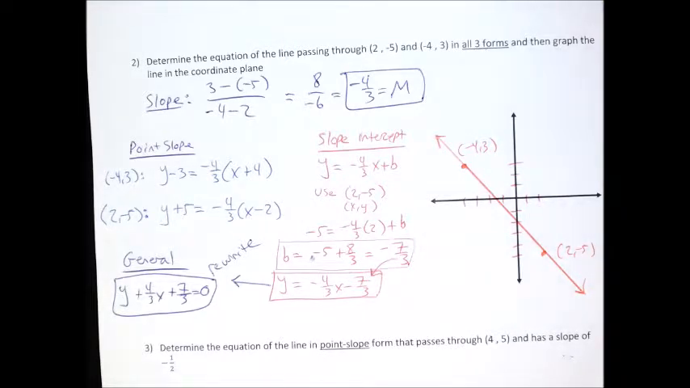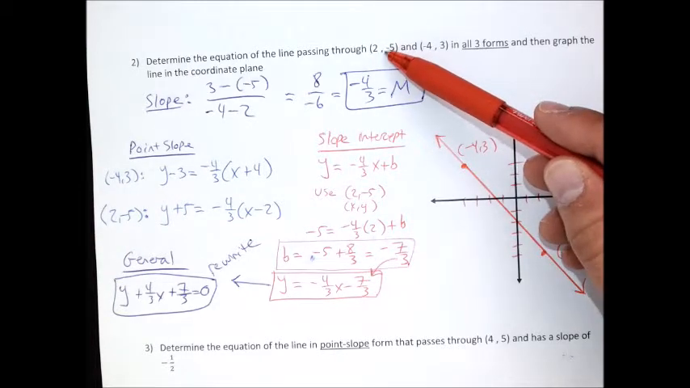If you don't have 2 points, you'll always have 1 point, right? You need 1 point at least because you're going to find the slope, and usually it gives you 1 point. If you have 1 point, what you can do is go to that point and count the slope off. So let's say we were just given 2, negative 5.